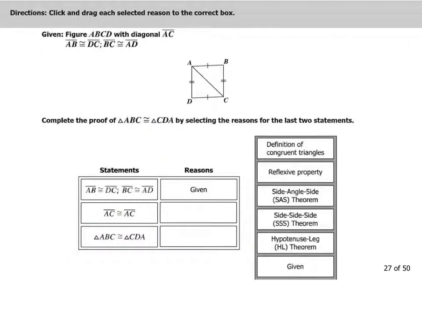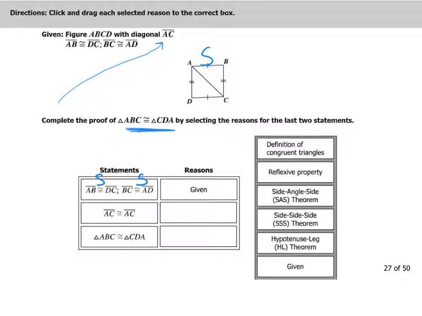For this particular problem, it says figure ABC with a diagonal of AC, and AB is congruent to DC, so all the markings are there. We want to complete the proof to show the triangles are congruent. So let's just read through what we have. So they're telling us the sides are congruent. That's given. So let me mark this. This is a side congruent to another side. This is a side congruent to another side.